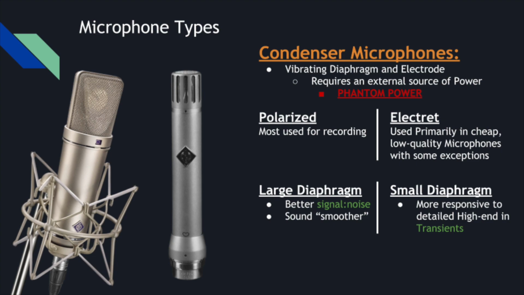Then beyond that, we're going to talk about large diaphragm and small diaphragm condensers. That microphone on the left is a Neumann U87. It's a very famous large diaphragm condenser mic. It's used on 1,000 different recordings and more than that, truthfully. A large diaphragm tends to be the default if you're going to buy your first condenser microphone.